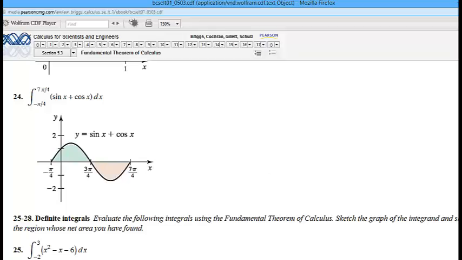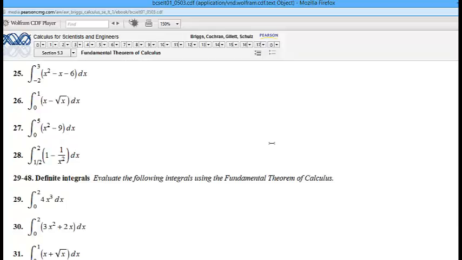Okay. Moving on. Evaluate these following integrals. Any of these you want to try? You guys pick one out, I'll do it. 28? Does that look all right? Let's try it. Let's try 28. I want to give you guys help with ones that I think you might find challenging. I don't know. Maybe this would. The integral from 1/2 to 2 of 1 minus 1 over x squared dx.